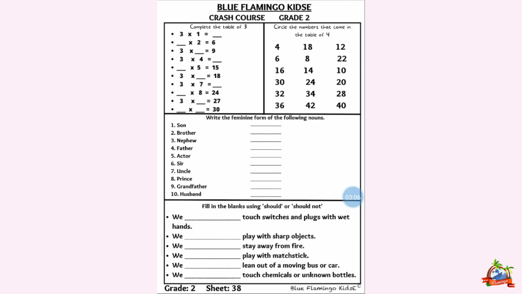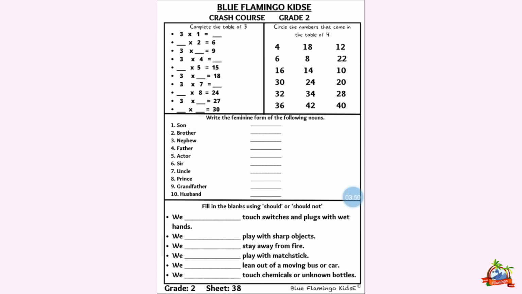2 1s are 2, 2 2s are 4, 2 3s are 6, 2 4s are 8, 2 5s are 10, 2 6s are 12, 2 7s are 14, 2 8s are 16, 2 9s are 18, 2 10s are 20. 3 1s are 3, 3 2s are 6, 3 3s are 9, 3 4s are 12, 3 5s are 15, 3 6s are 18, 3 7s are 21, 3 8s are 24, 3 9s are 27, 3 10s are 30.